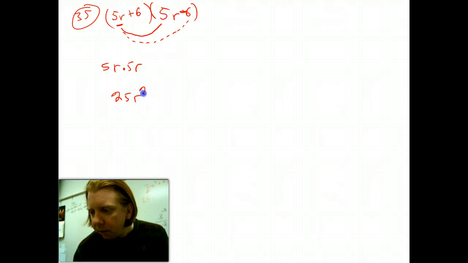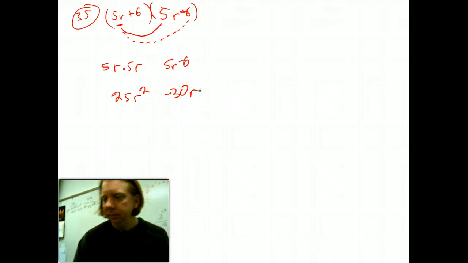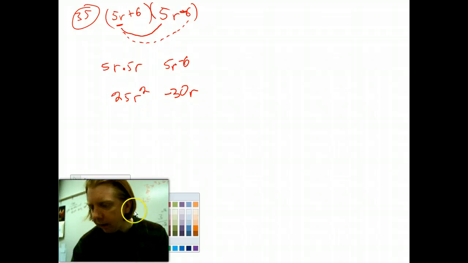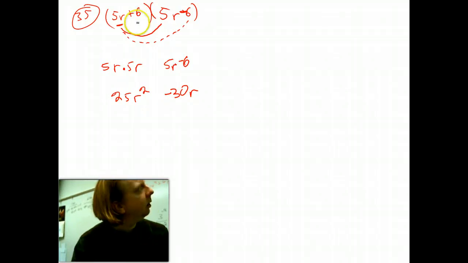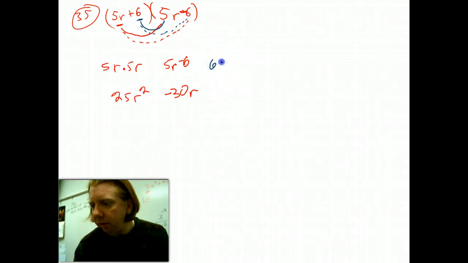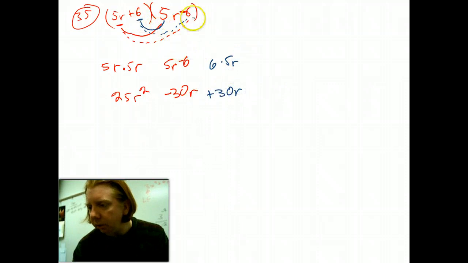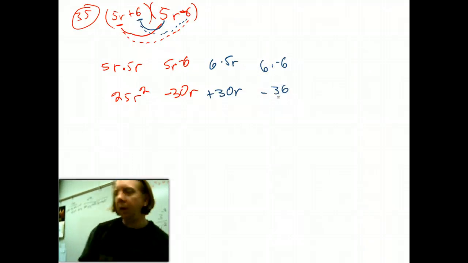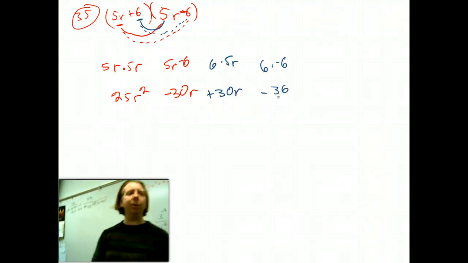That's supposed to be -6. Yes. And then 5r times a negative 6 is going to become negative 30r. Then I can take the second part of the first factor and do that same distributive. And so this becomes 6 times 5r, which is plus 30r. And then the second one, 6 times negative 6, or negative 36.